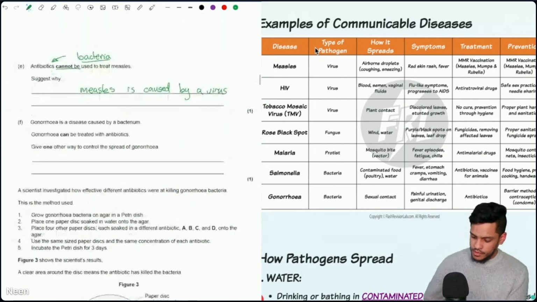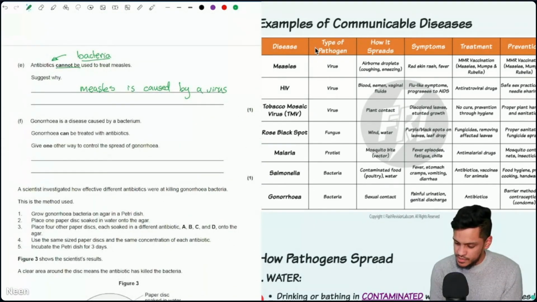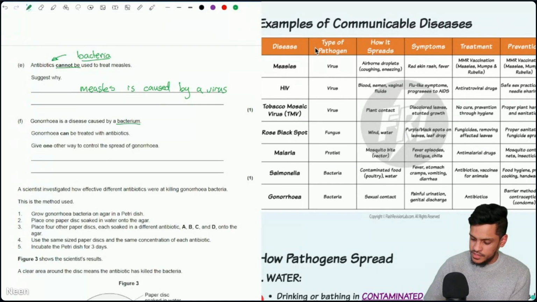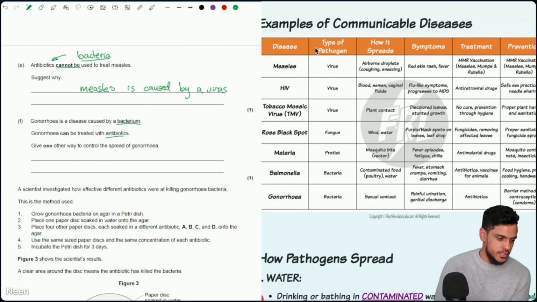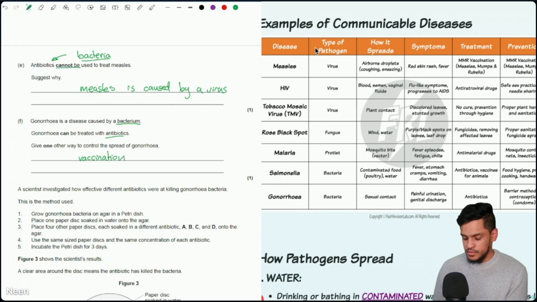Good. Then we got gonorrhea. Is a disease caused by bacteria. So this one can be treated by antibiotics because it's caused by bacteria. One way to control the spread of gonorrhea. So it's a sexually transmitted disease. So you could say use a condom, or you could say vaccination again. Vaccination, that should be fine as well. Either one are acceptable.